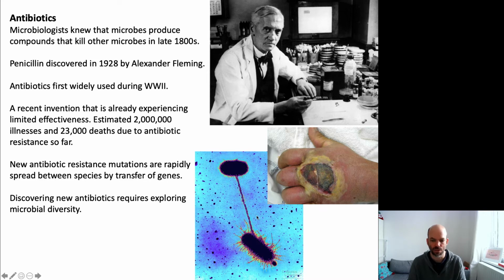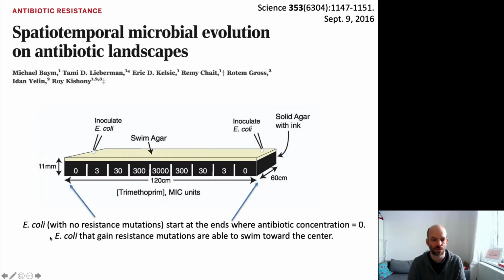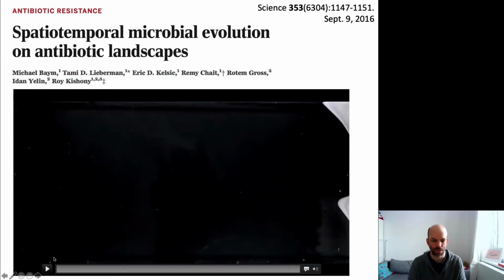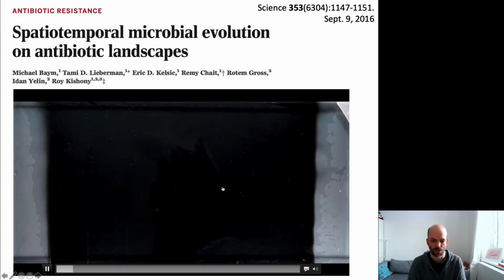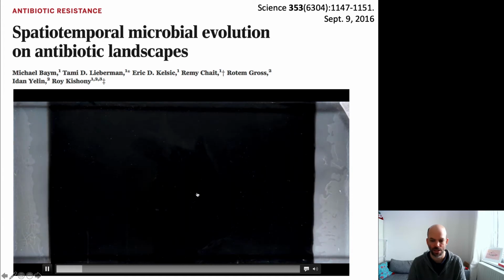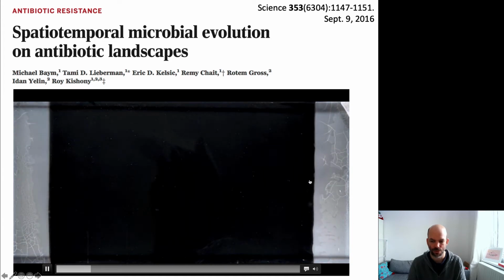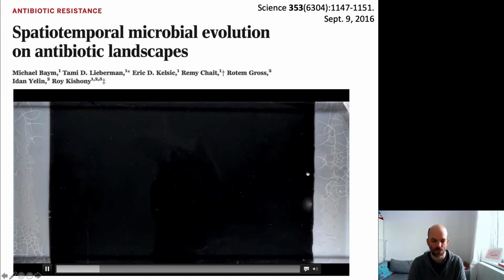I gave a really brief overview of the history of antibiotics, and then I talked about this really cool experiment that was published a few years ago where they had this rectangular agar plate that they inoculated E. coli on each end of. And in order for the E. coli to grow into the center of this giant plate, they had to evolve de novo resistance to the antibiotic at higher and higher concentrations.